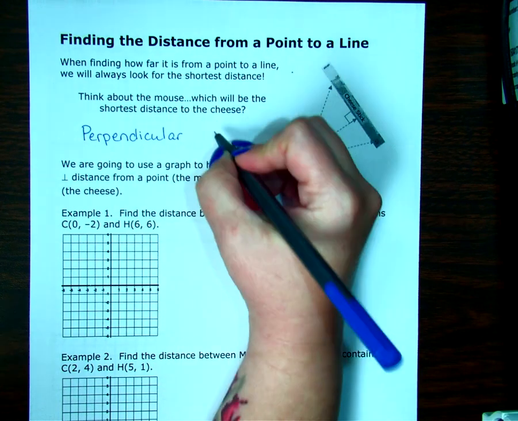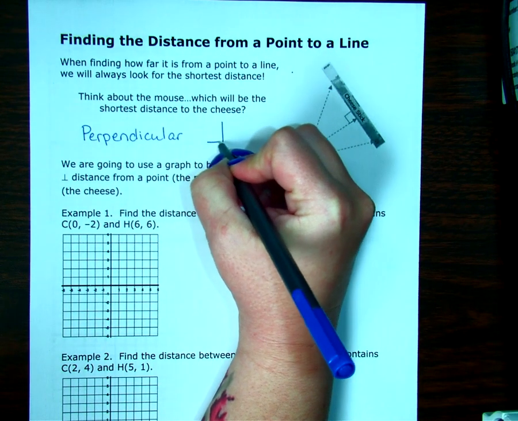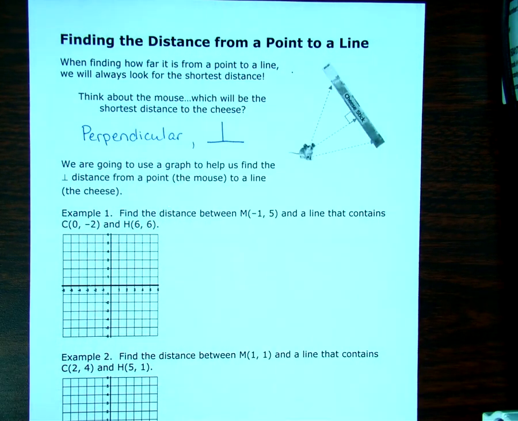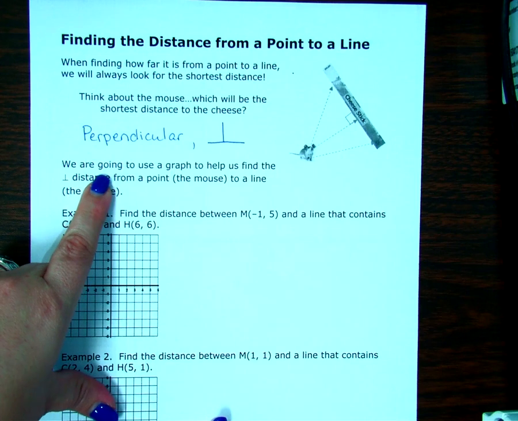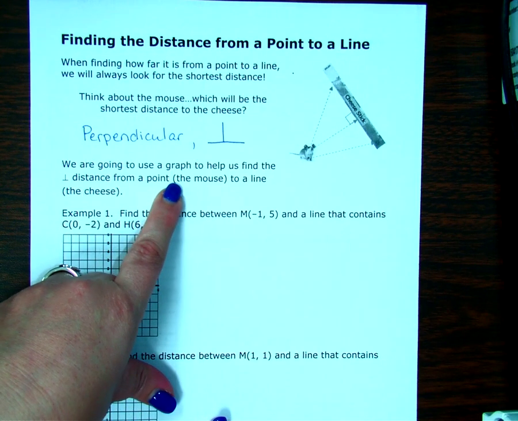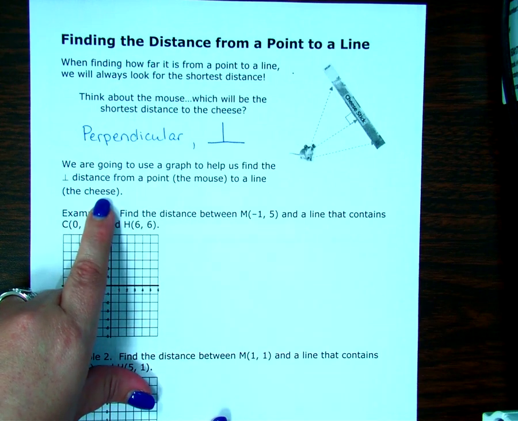distance. Remember, the symbol for perpendicular is the upside down T, and that means we're traveling towards the line at a 90-degree angle. Okay, so we're going to use graphs to help us find the perpendicular distance from a point, in this case the mouse, to a line, in this case the cheese.